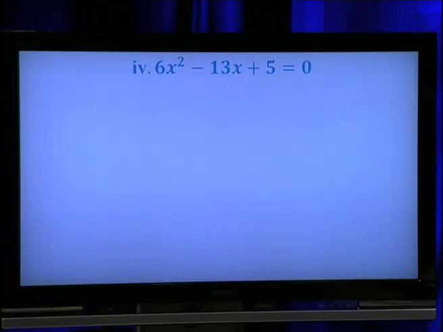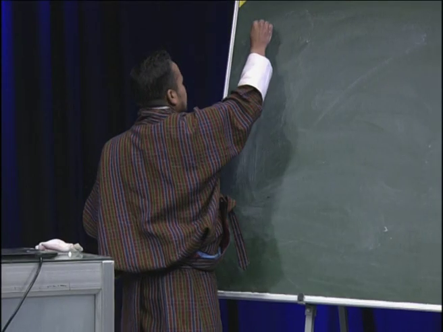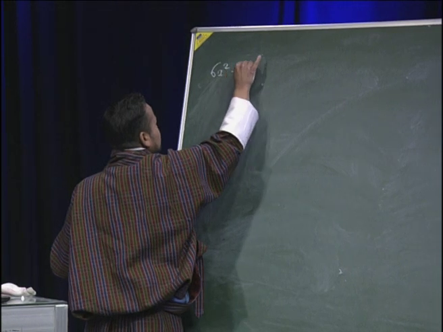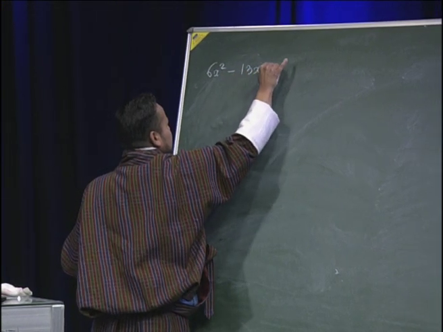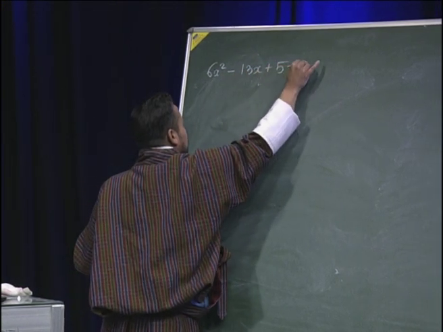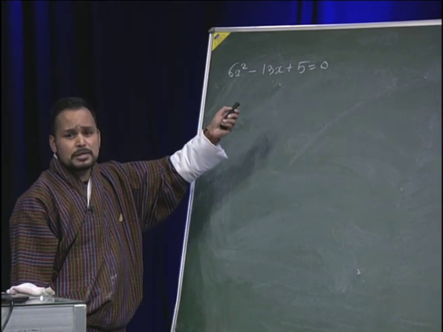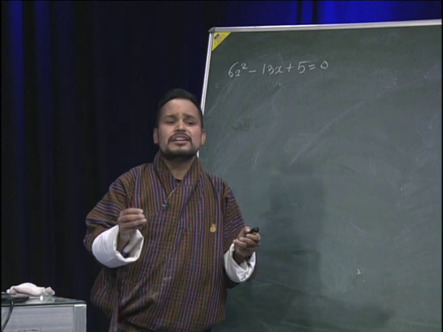In example number 4, we have 6x square minus 13x plus 5 is equal to 0. Now I have to solve this quadratic equation. To solve this question, if you see the equation properly, this equation is in standard form.